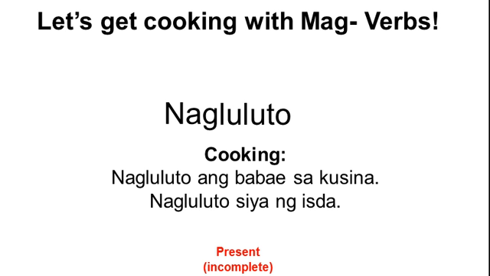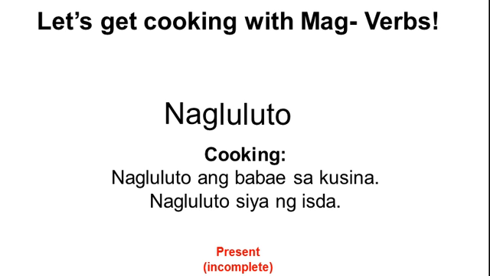Nagluluto. Nagluluto siya ng isda. Cooking she or he of fish. Now, I don't really want to use that "of" too much there, ng. Ng really doesn't mean "of," okay? It is just pointing, in this case, to the object that she is cooking or he is cooking. So, he or she is cooking fish, okay? Isda, fish.